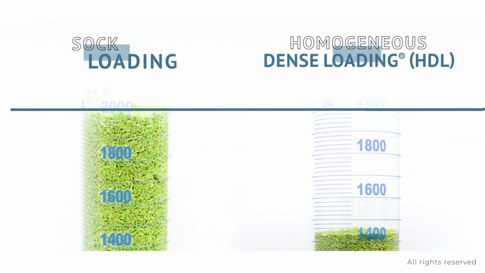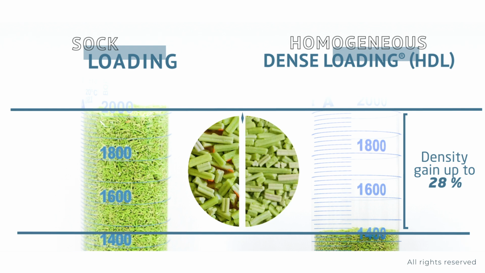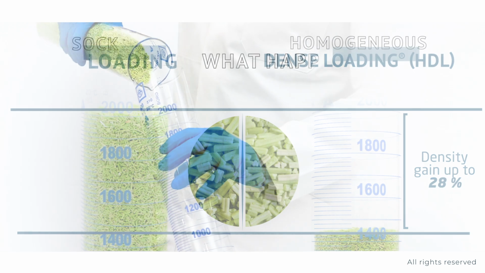With such a process, a larger mass can be loaded into the same vessel volume, with a density gain of up to 28%. In addition, the regular particle arrangement with a flat and horizontal bed ensures optimal use of the catalytic mass. To achieve this level of quality, a flat and horizontal fill throughout the process is essential.